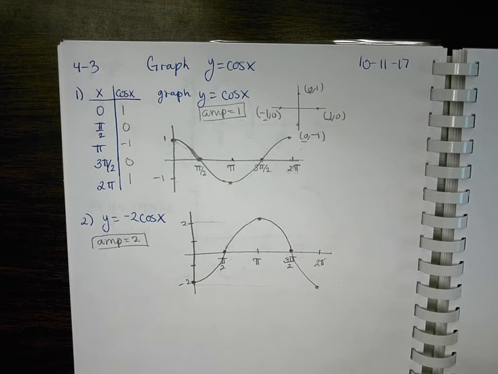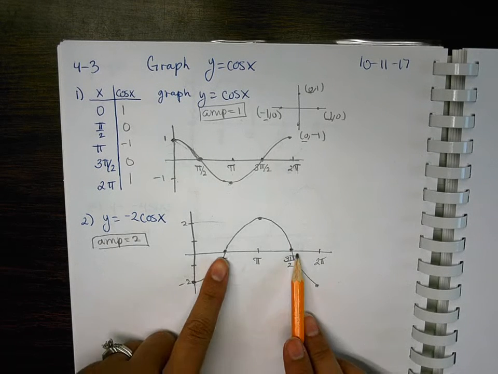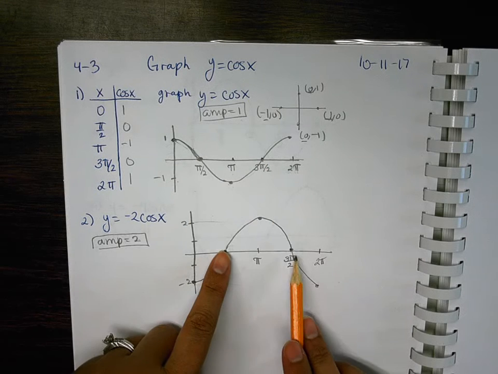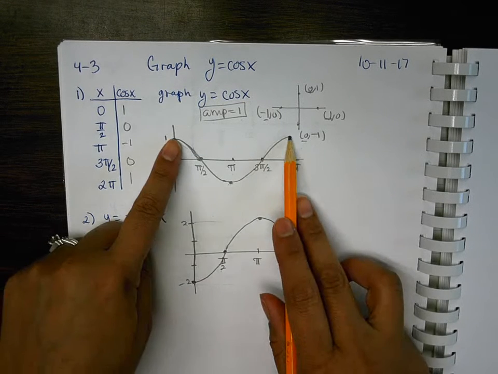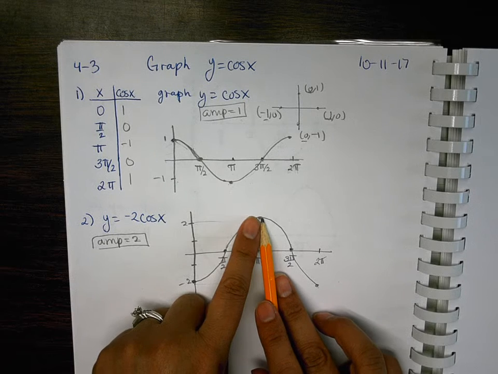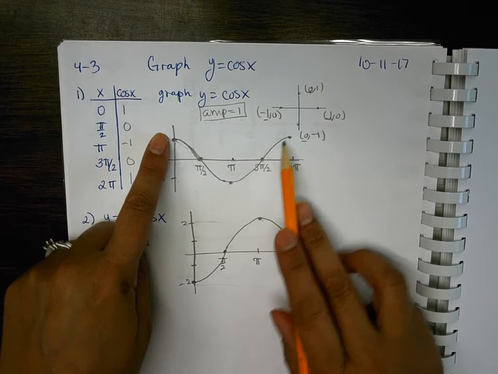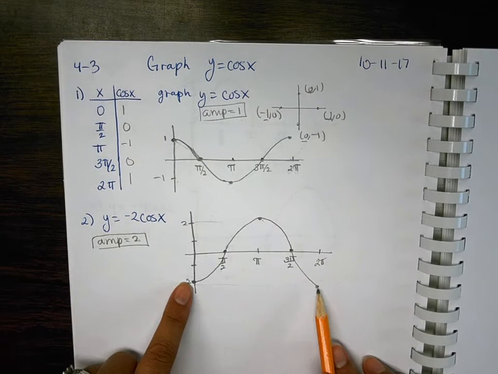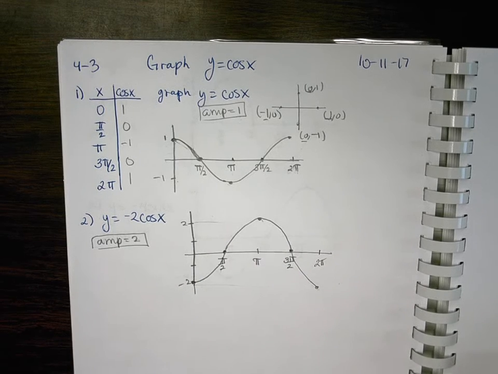All right, so in this graph, we still have 2 zeros just like this one. What's changed? Instead of 2 maximums, we have 2 minimums, and how many maximums? 1. 2 maxes, 1 min, 2 minimums, 1 max. Do you guys see how that changed?